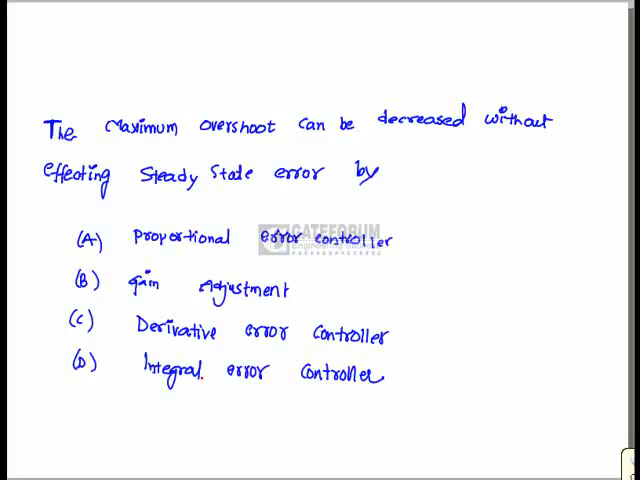The question is, the maximum overshoot can be decreased without affecting steady state error given by option A, proportional error controller, option B, gain adjustment, option C, derivative error controller, option D, integral error controller. If we go through the concepts of proportional, derivative and integral error controllers, we know the derivative error controller is going to reduce the maximum overshoot but without affecting the steady state error. Hence, option C is correct.